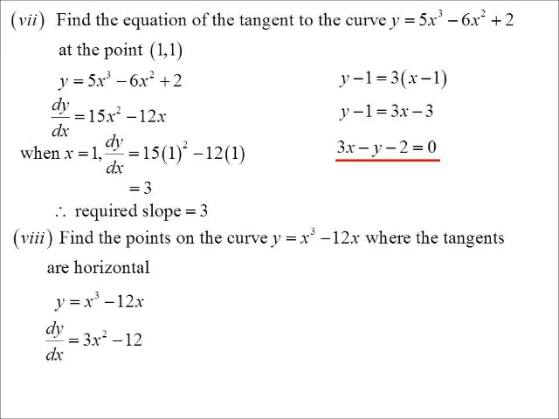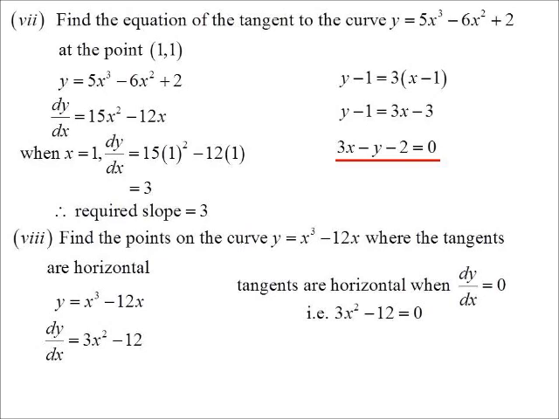Well, there's my function. There's my gradient function, 3x squared minus 12. So really, this question is now saying, when is dy/dx equals 0? Now, in your setting out, explain yourself. Don't just all of a sudden magically go, oh, this equals 0 and find x. Explain why you're doing that. I'm doing that because I know that the tangents are going to be horizontal when that gradient function, or derivative, is equal to 0. So 3x squared minus 12 equals 0.